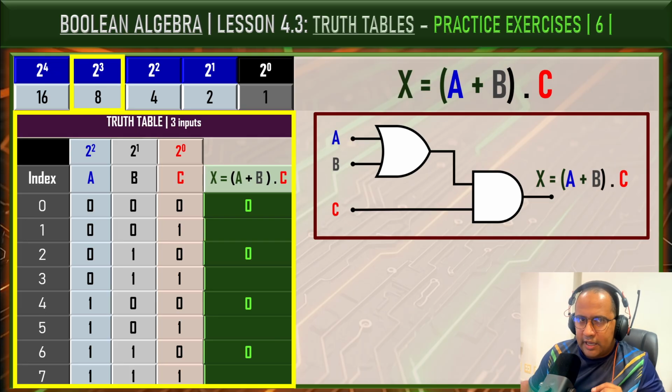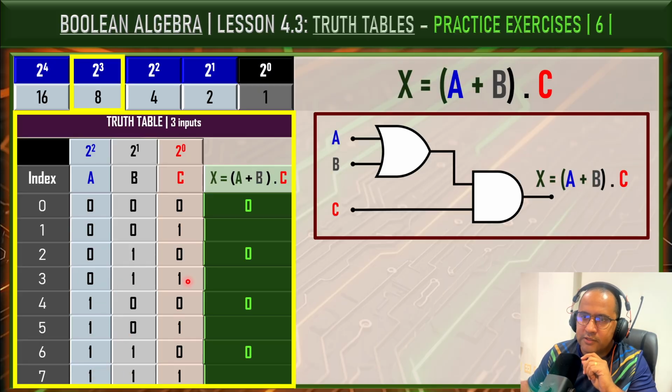Recall that an OR gate produces a logic 1 if at least one of its inputs is equal to 1. Therefore, whenever A is 1, B is 1, or both are equal to 1, the OR gate output becomes 1. And the remaining rows that we can identify are row 3, row 5, and row 7.